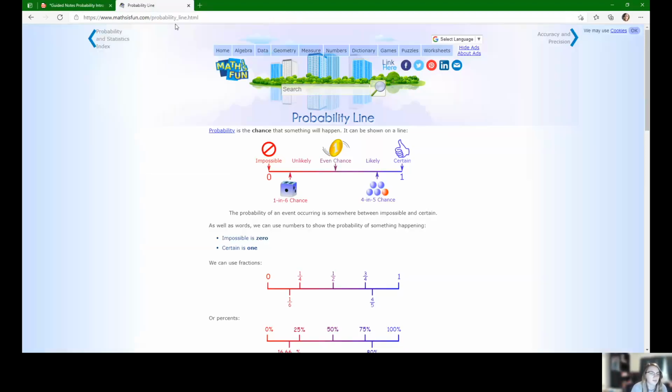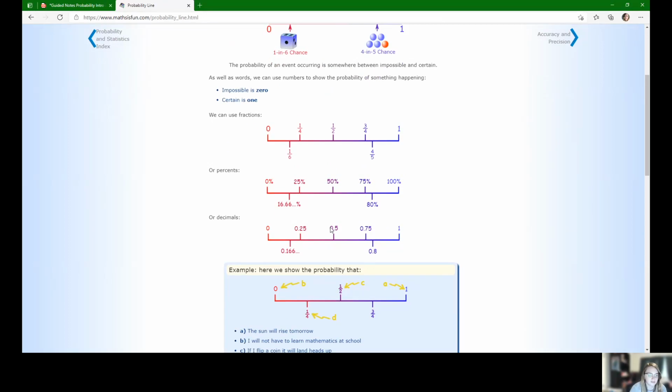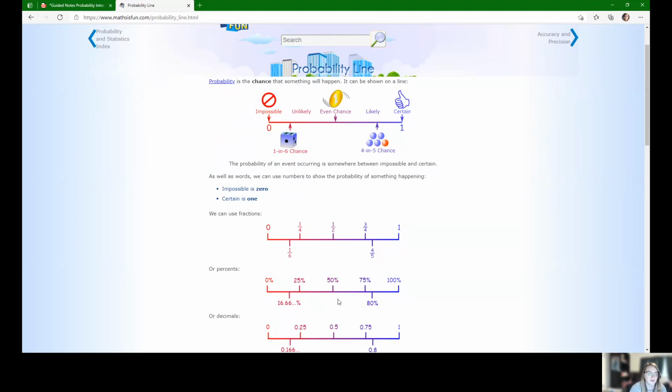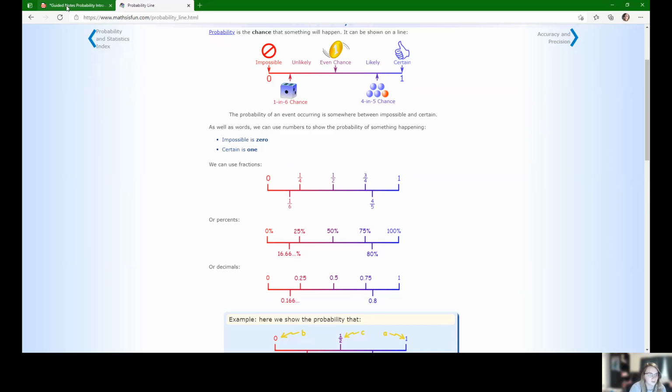And that's where this thing called a probability scale or probability line comes in. If the probability is 0, it's impossible. If it's 1, it's certain. So it's definitely going to happen. If it's 50%, 0.5, or 1/2, that means it's an even chance. So it could happen or couldn't. It's right in the middle. Then you have unlikely between 0 and 0.5, and likely between 0.5 and 1. So you can see them as fractions, percents, decimals, but they all mean the same thing. So 1/2 is the same as 50%, is the same as 0.5, 1/4, 25%, 0.25.